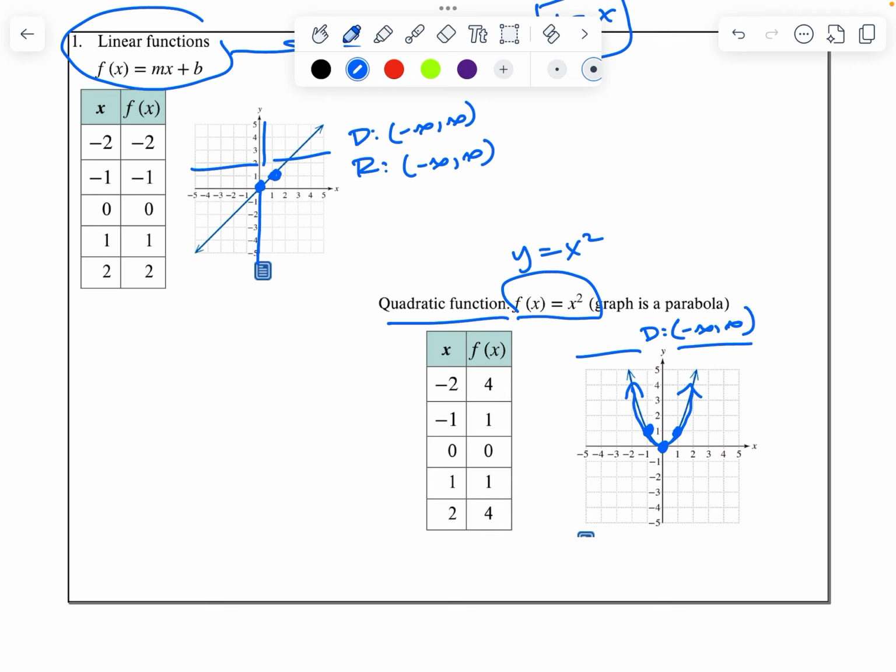The range, however, is a little different. It won't go down as far as you want it to. The furthest down that it goes is to here, right? It'll go up as far as you want it to, though. So it stops at 0, actually touching that point at 0 and going to infinity for the range.